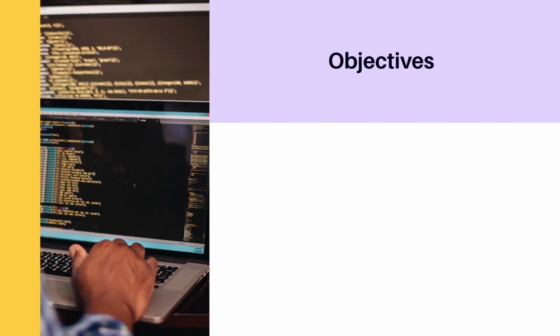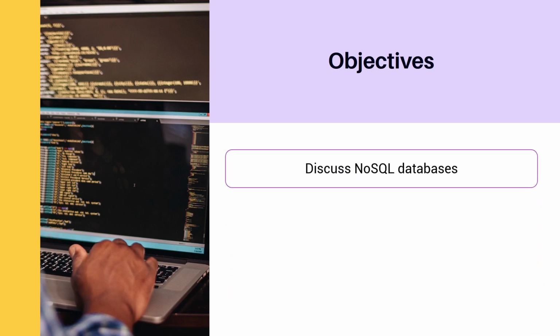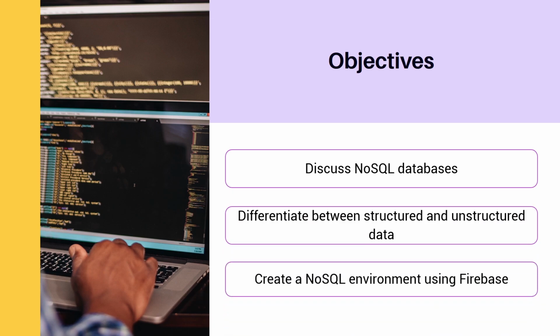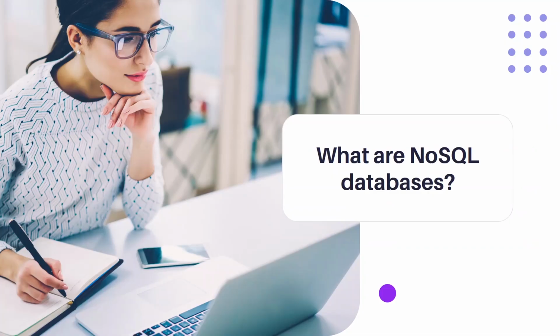Now, the objectives for today's lesson are as follows. We'll first discuss NoSQL databases in a bit of detail. Next, we'll move on to differentiating between structured and unstructured data. And lastly, we'll wrap things up with a practical demonstration where we'll create a NoSQL environment using Firebase. So, what exactly are NoSQL databases and how do they work?